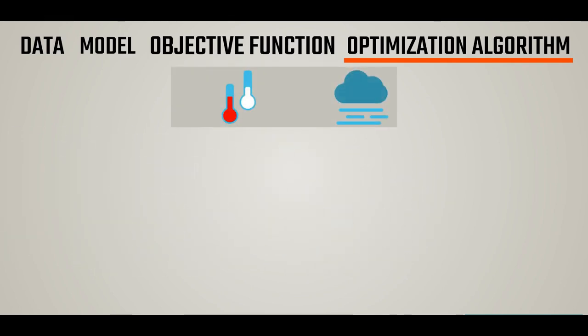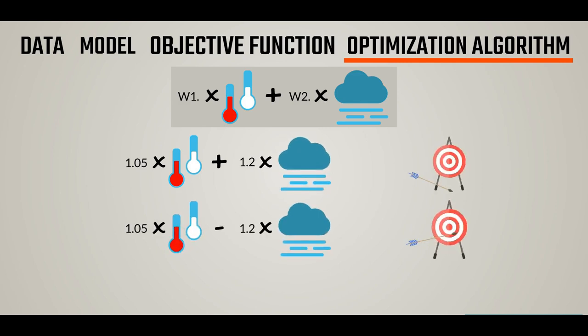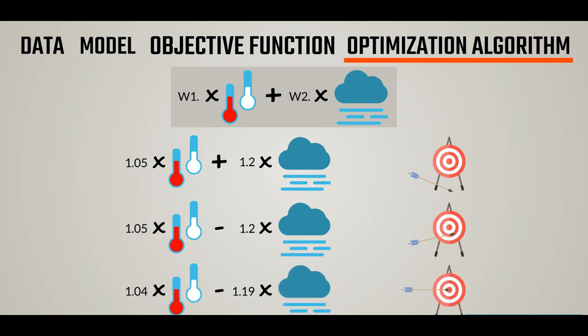For instance, if our weather forecast model is weather tomorrow equals W1 times temperature plus W2 times humidity, the optimization algorithm may go through values like 1.05 times temperature plus 1.2 times humidity, or 1.05 times temperature minus 1.2 times humidity, or 1.04 times temperature minus 1.19 times humidity, and so on. W1 and W2 are the parameters that will change.